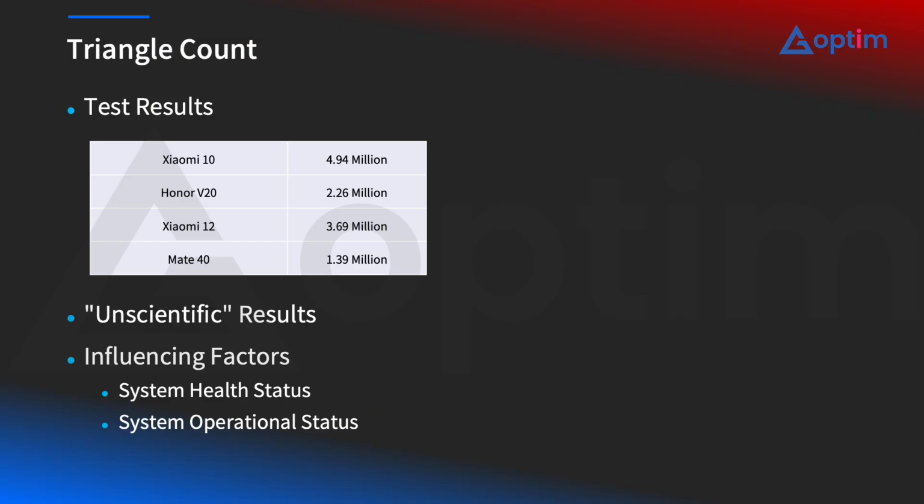scientifically reliable. The first is differences in device health status. In our internal test lab, we have multiple units of the same model. For example, Xiaomi 10 has 2 or 3 devices, and results can vary across them. Even on the same device, we run multiple iterations and take averages because each run naturally contains fluctuations, so device condition can significantly affect the final outcome.